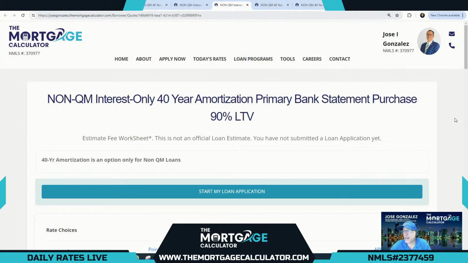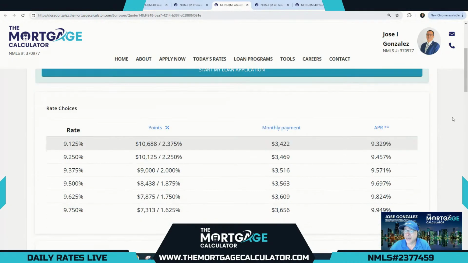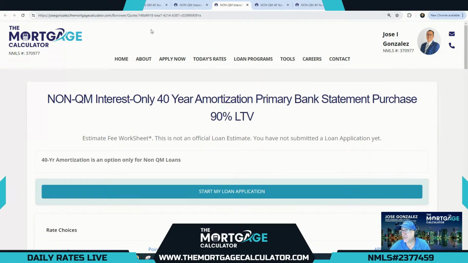And now we got a bank statement option, and I'm mixing it around a little bit here. So this one is primary purchase, 90% LTV with interest only. And our cost increases a little bit on the 9.75. Our cost increases to 1.625, and you can buy it down to 9.125 for 90% max LTV, interest only.